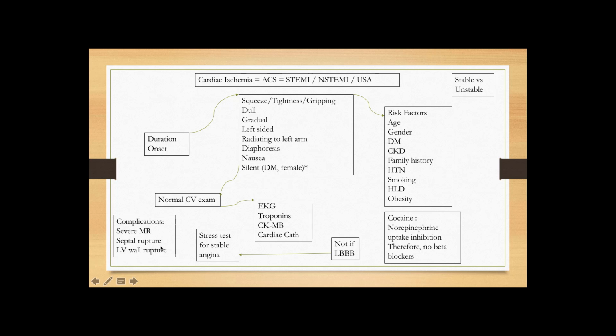You can see that on echo, and this patient, even before you get to the echo, you will see the patient has already become hypotensive and is going to have cardiogenic shock. So these are just very grave complications of acute infarction.